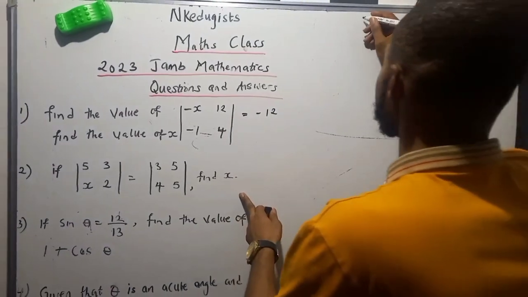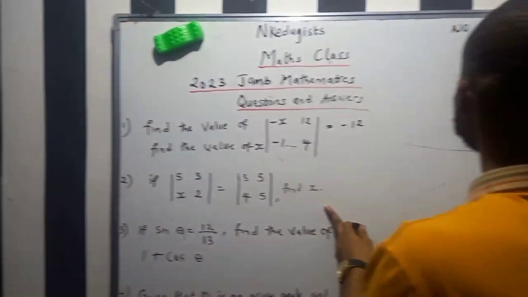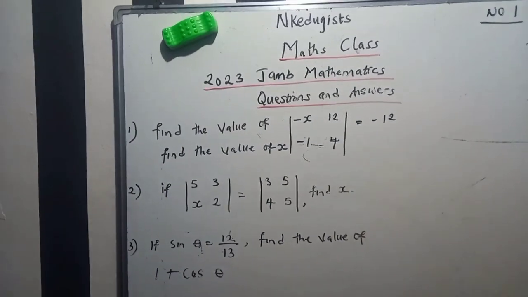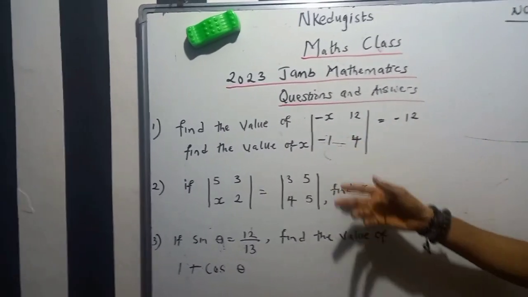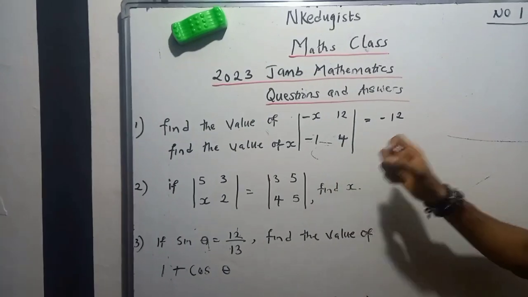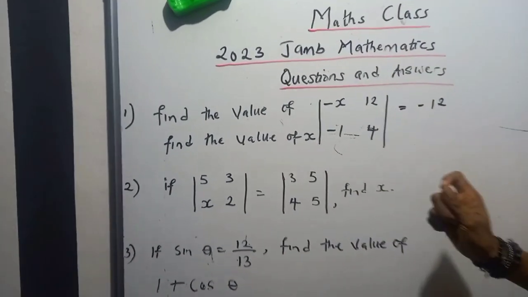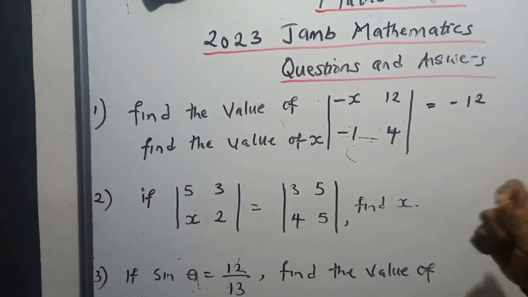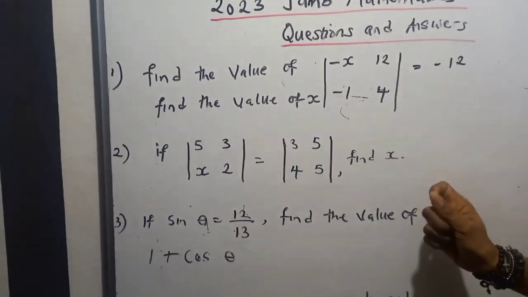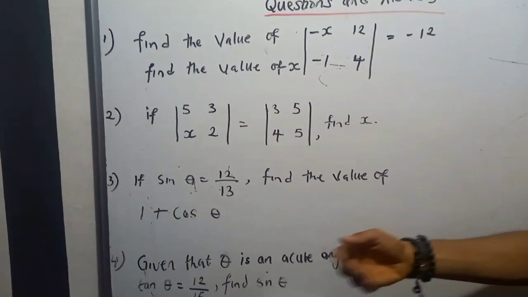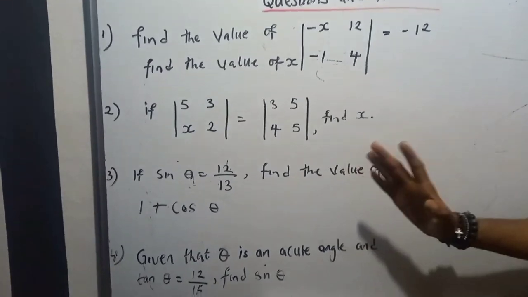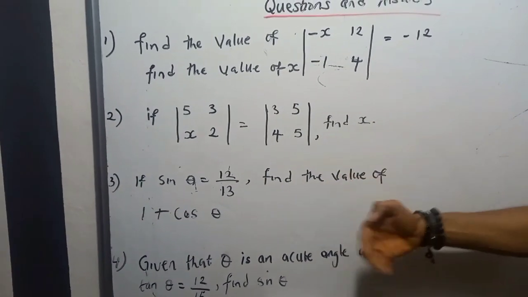So we have a normal question here. These questions you are seeing right now are the common questions that Jamb repeats every year. If you have the past questions, you will know that these are the questions that Jamb released. So we are going to be dropping more of it today. Just 4 of the questions we're going to solve today. As time goes on, we'll still drop more of it.